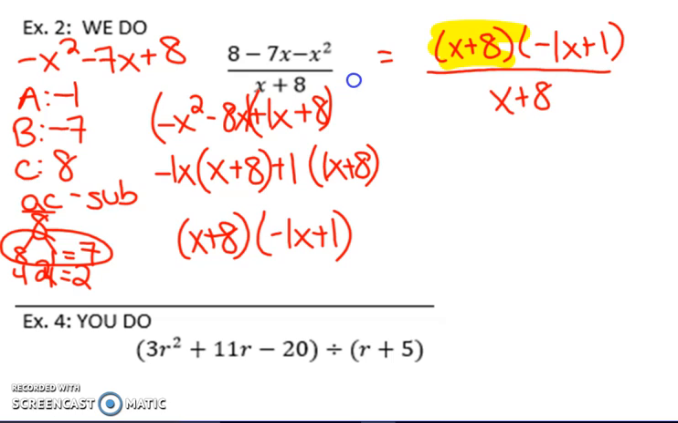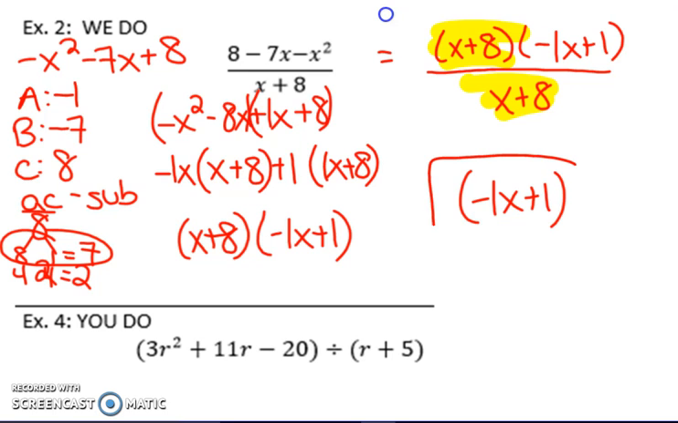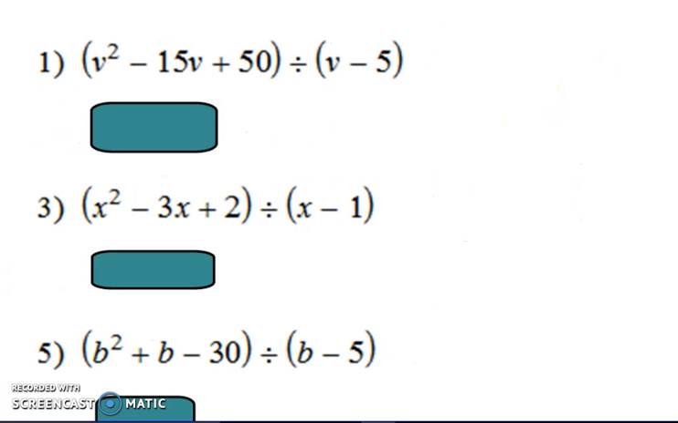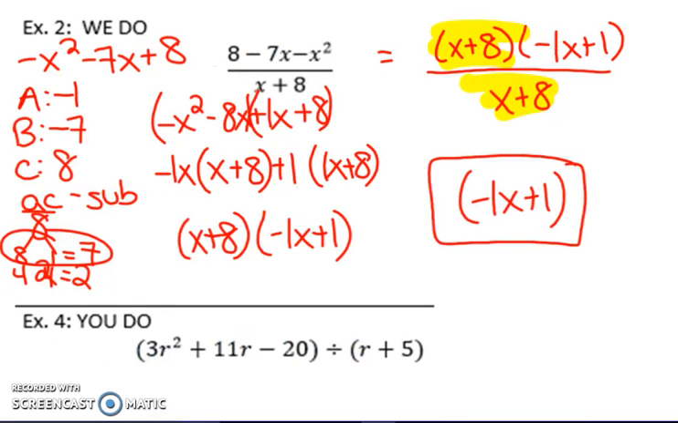From here, we notice we have an x plus 8 and an x plus 8. So my final answer is negative 1x plus 1. And again, I know it's not the prettiest answer, but we like it in descending order, so put that negative 1x first. Ooh, and I apologize.